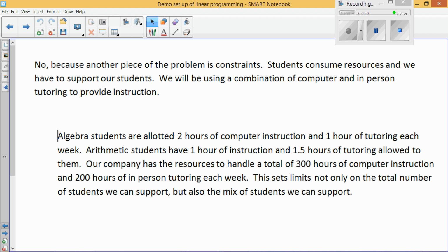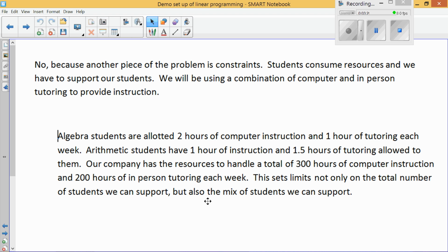Students use resources. We've got to support our students, and we're going to be using a combination of computer and in-person tutoring to provide instruction. Our company has resources to handle a total of 300 hours of computer instruction. We've got a computer server available. Students will log in, and it can handle up to 300 hours of computer instruction a week. And then we've hired enough tutors so that we can have 200 hours of in-person tutoring each week.